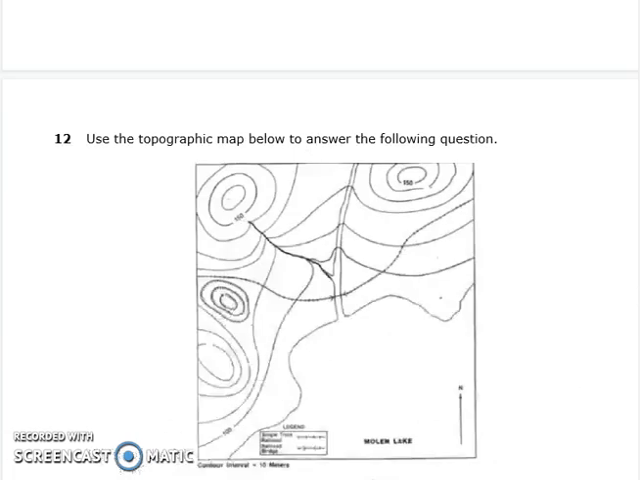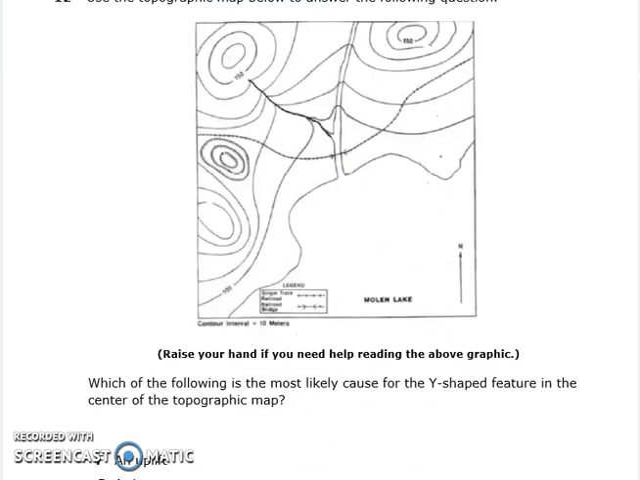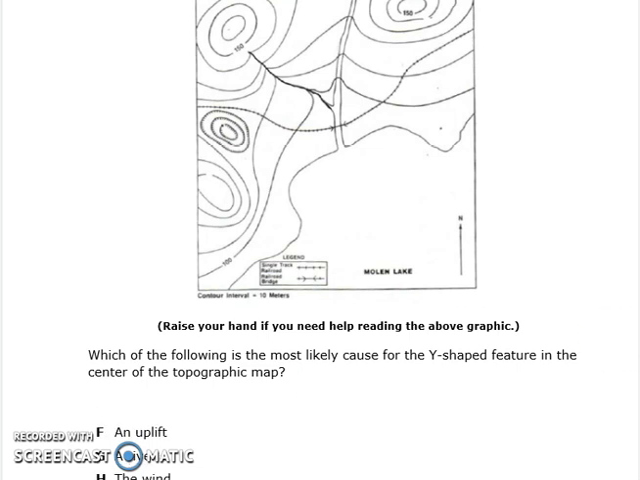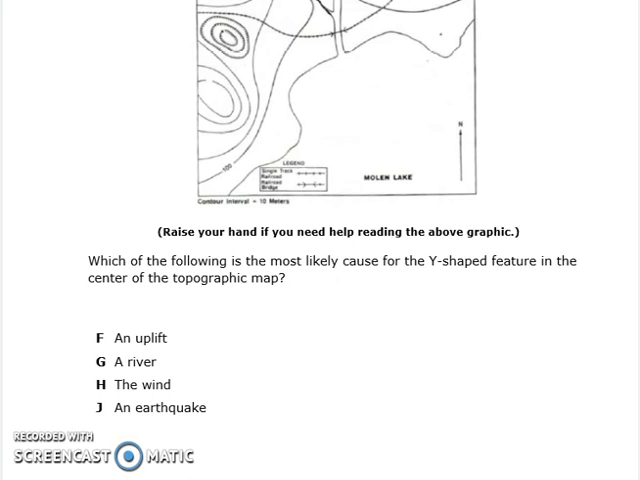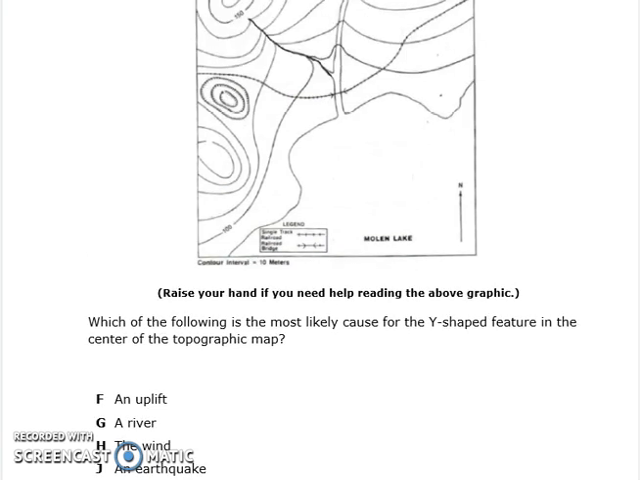Number 12. Use the topographic map below to answer the following questions. Which of the following is most likely the cause for the Y-shaped feature in the center of the topographic map? F, an uplift. G, a river. H, the wind. Or J, an earthquake.